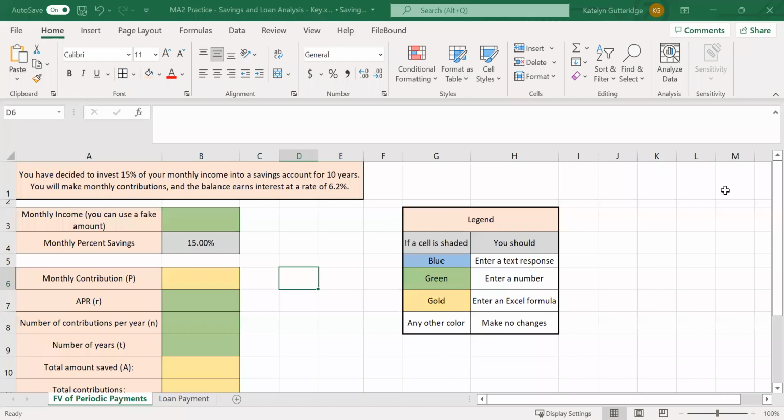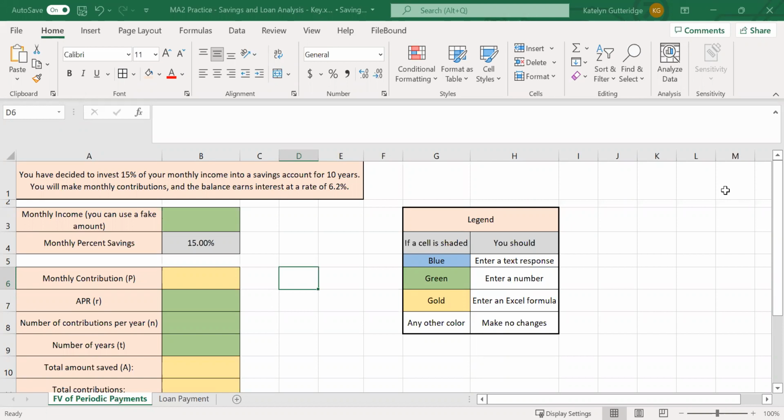Hi class, let's look at an example of using the future value of periodic payments formula in Excel. What we're going to do here is pretend that we're going to put a portion of our monthly income into a savings account, and we're going to calculate how much money we'd have in that savings account after so many years.